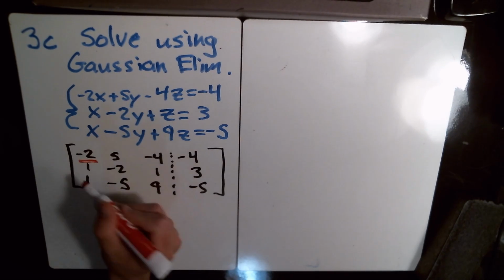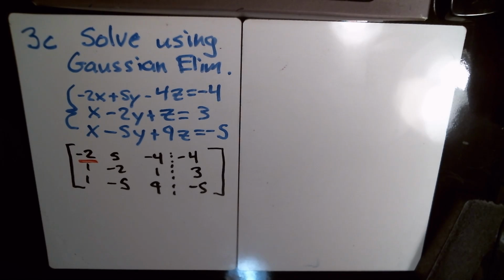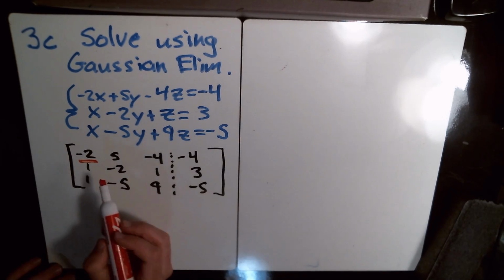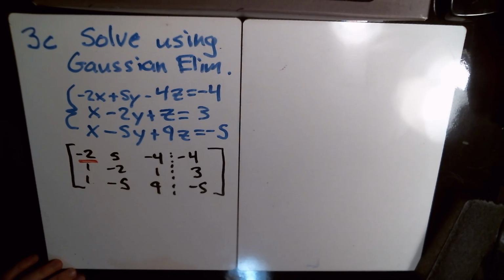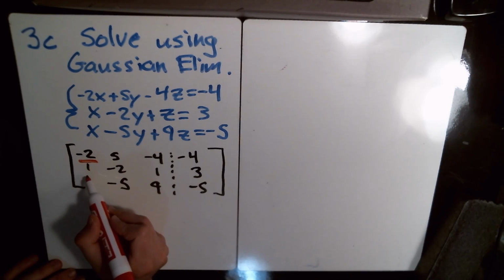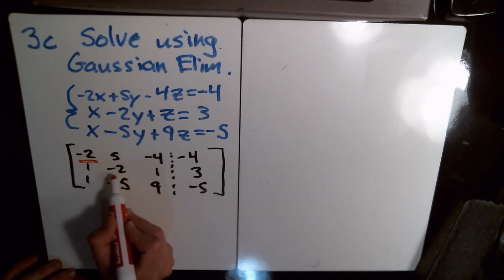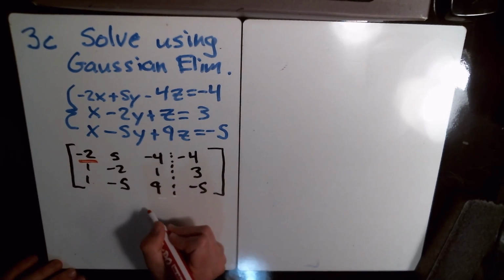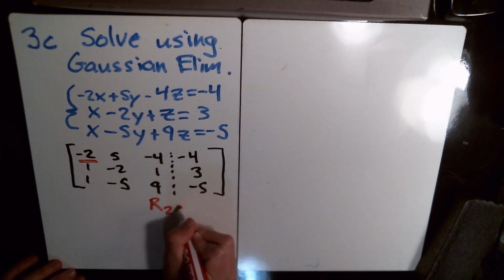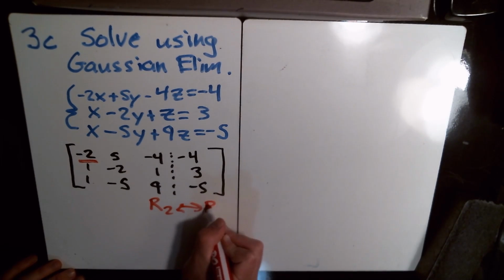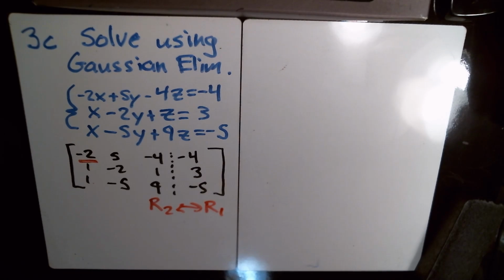you want to get that to be a 1, okay? Now you could divide that by -2 to get it to be a 1, but if you notice there are already 1s down below it, so I'm just going to switch rows so that maybe the second one is on top so that I have a 1 up top. So I'm going to switch row 1 and row 2. Okay, we're just going to switch those two.